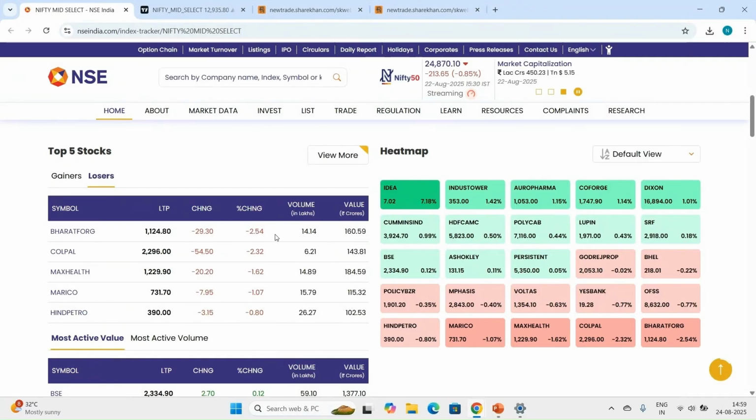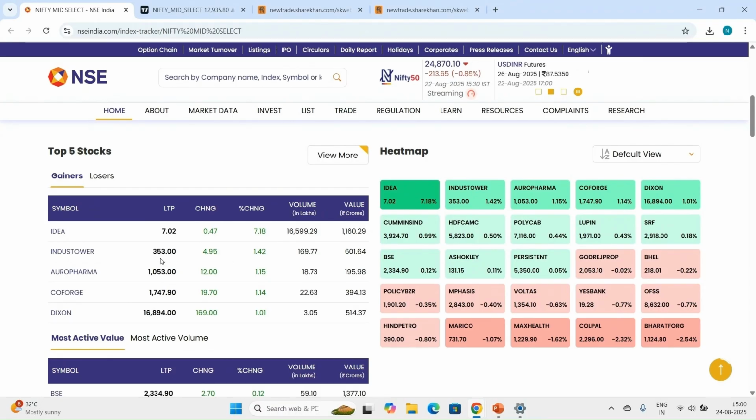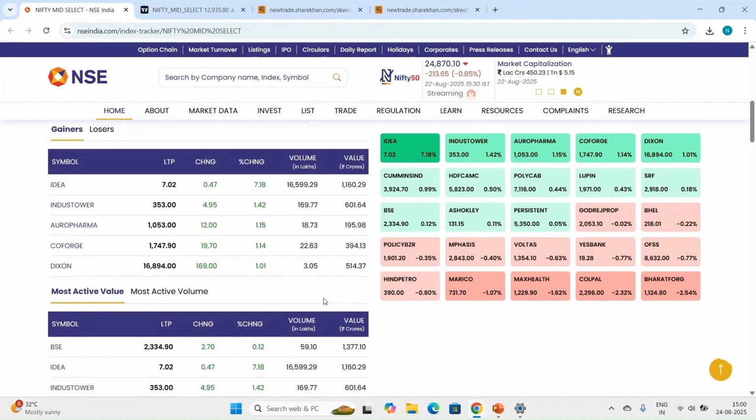Here you can see on Friday, Bharat Forge, Colpal, Maxwell, Marico, Hindustan Petroleum, all these stocks were going down, whereas the other weighted stocks like Indus Tower, Aurobindo Pharma, Coforge, Dixon, and all, since these stocks were up, that's the reason you could see that the index didn't fall on Friday.